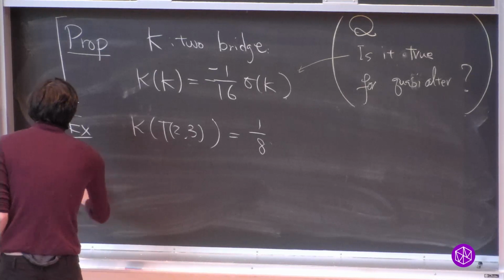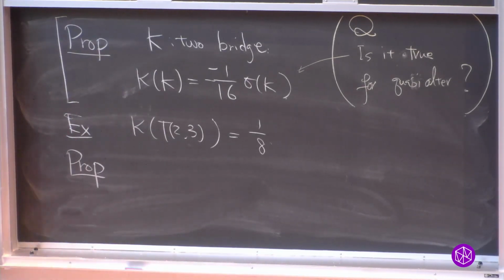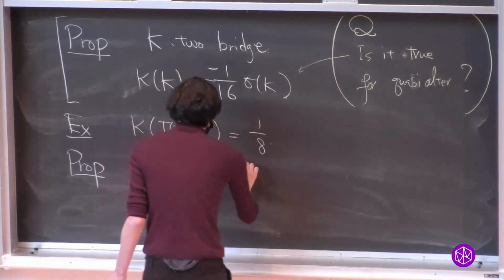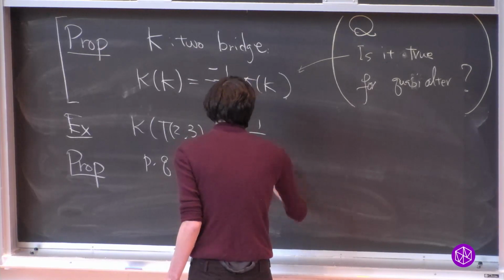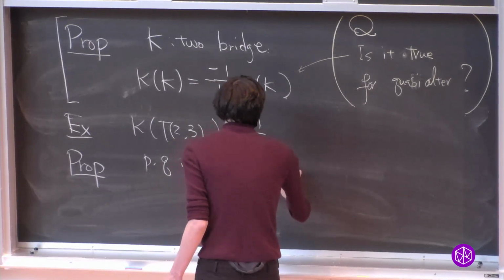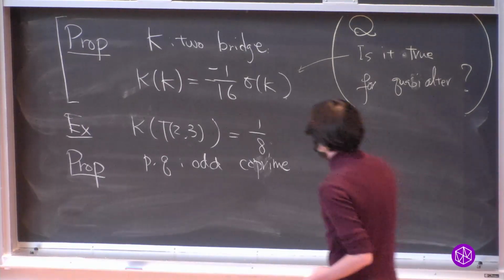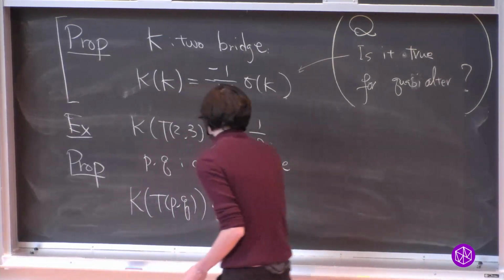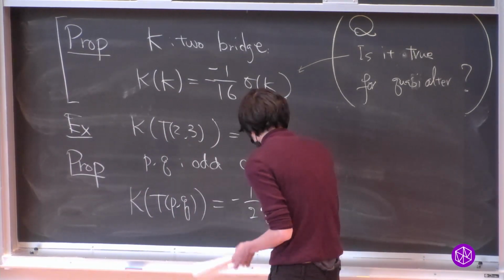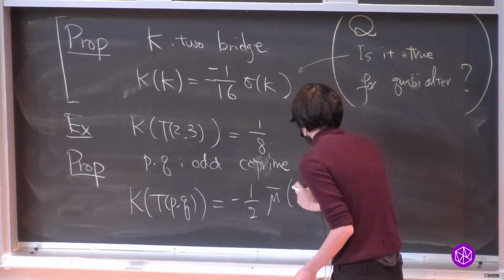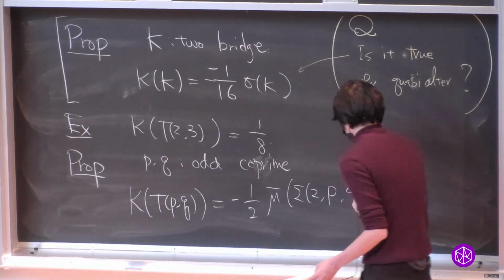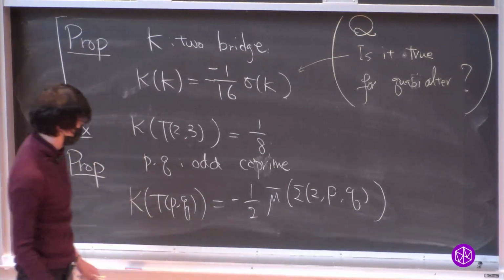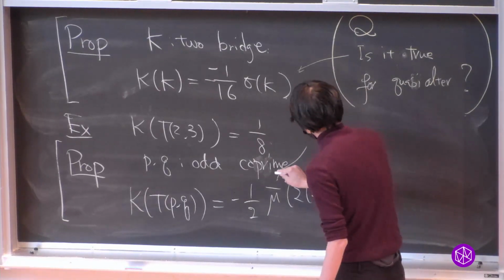And the second proposition is for torus knots. Let p, q be coprime integers. Then the kappa invariant of the torus knot T(p,q) is minus 1/2 of the mu bar invariant of Sigma_2, 2pq, where this mu bar invariant is the Neumann-Siebenmann invariant.